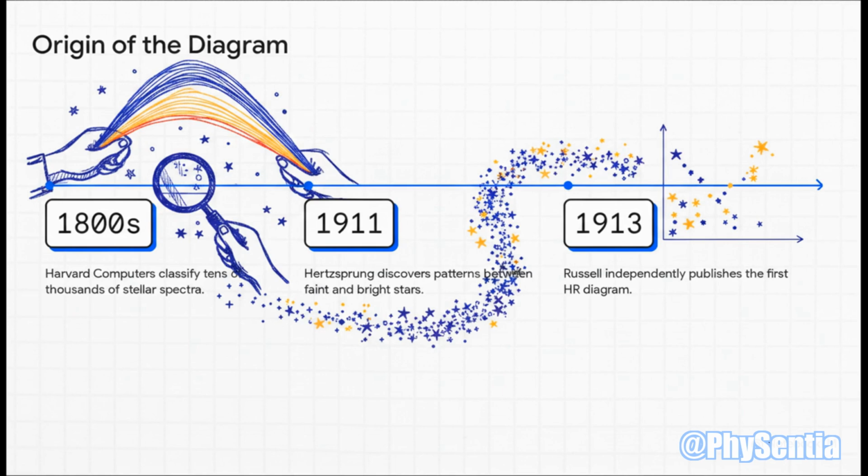Then, building on that massive catalog, Ejnar Hertzsprung in 1911 and Henry Norris Russell in 1913 both independently realized something huge. They saw that stars didn't just scatter randomly out there. No, they clustered together based on very specific physical traits.